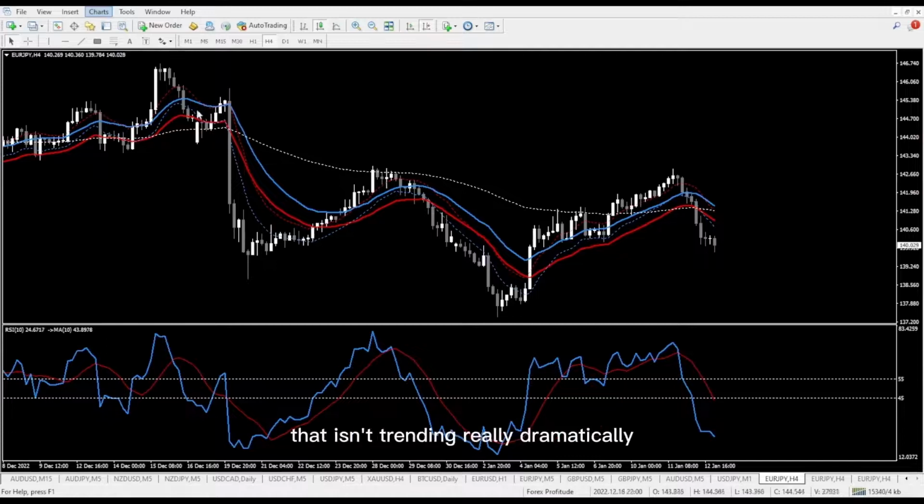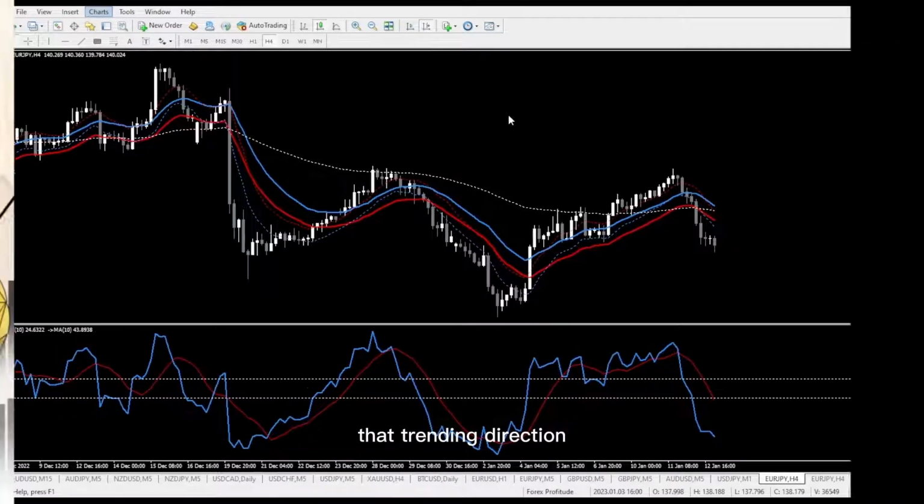Now, if you have a market that isn't trending really dramatically, like this current market is right here, then trades in both directions become a little bit easier to do. But when you do have a market that is clearly trending, that is definitely going from up to down or down to up, then you may want to reserve your trades for just that trending direction.